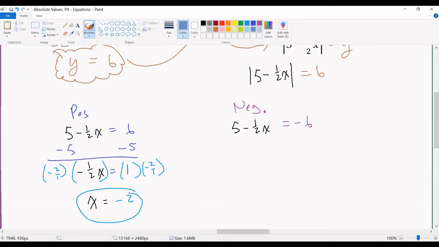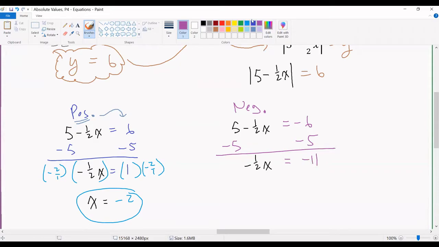And we're going to quickly remind ourselves it's okay that our answer is a negative result even though it's the positive case. Because the positive case is only to set up the problem where we drop the absolute value bars. Likewise, now we're going to solve the negative case. So in the negative case, we're subtracting 5 to both sides again, so that we have negative 1/2 of x is equal to negative 11.